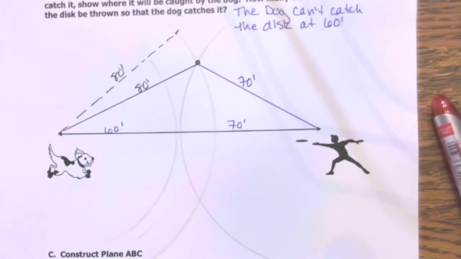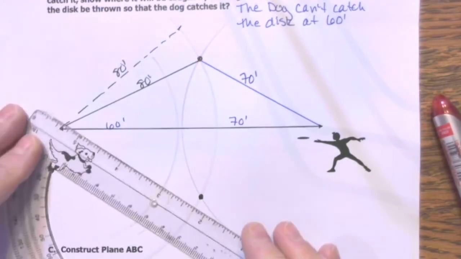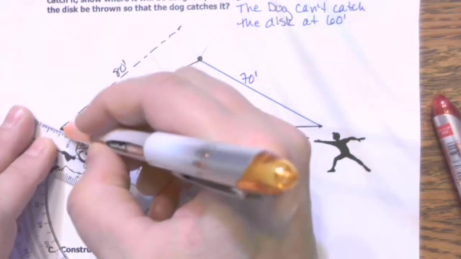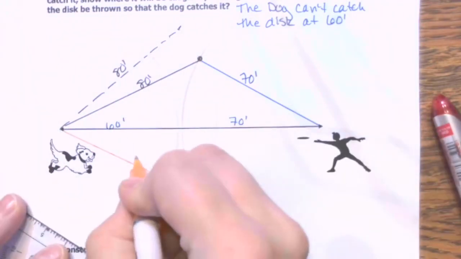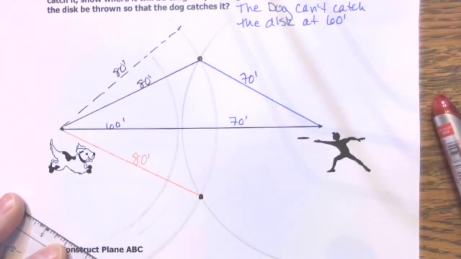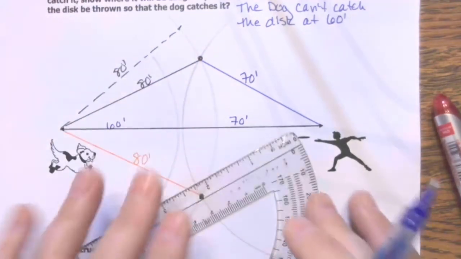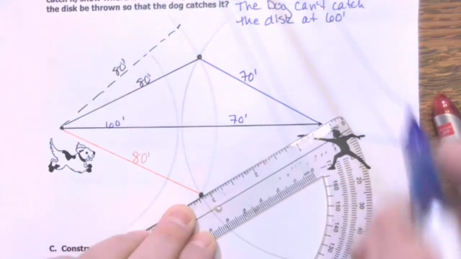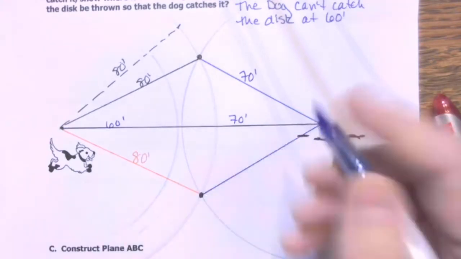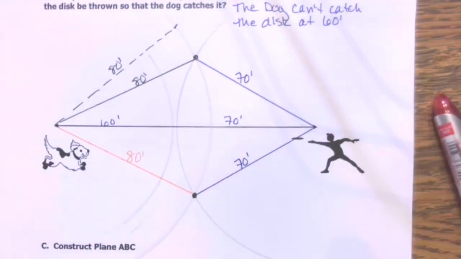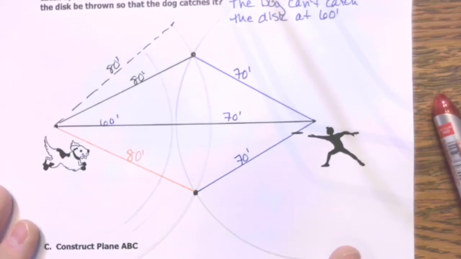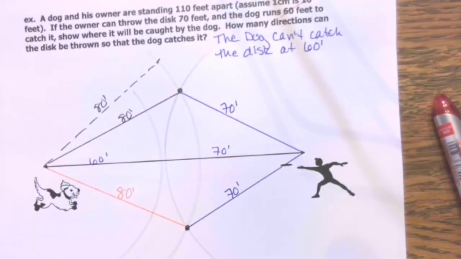But we also have a second location, which is down here. This point down here is also on the same arc for the dog. So from here to here is 80 feet for the dog. And this point is also on the arc for the disc thrower. From here to here is 70 feet. So there are actually two places that the dog can catch the Frisbee.